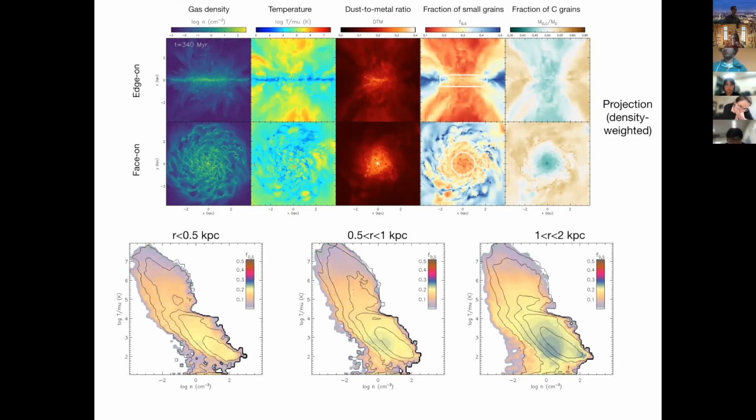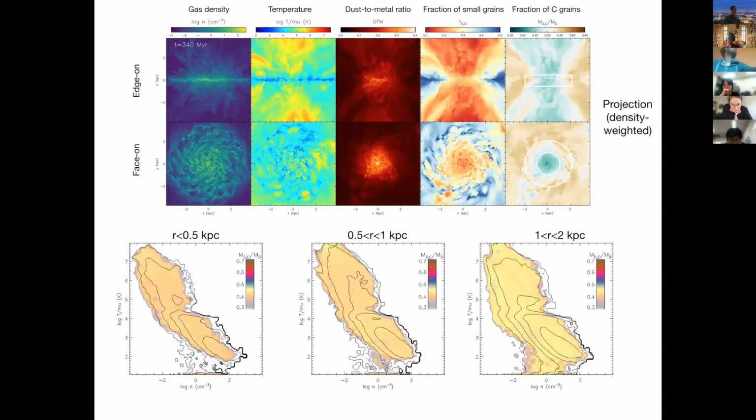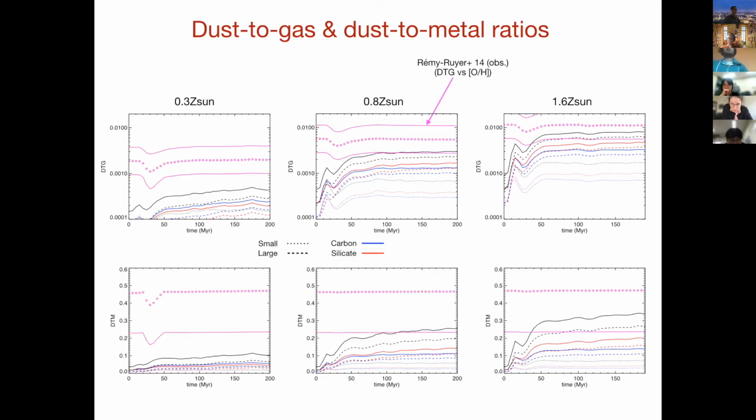This is the fraction of small grains. The fraction of small grains is larger in the ISM than in the wind, which is the hot diffuse phase, of course, where because of thermal sputtering and supernova explosions, which destroy the small grains more efficiently. And this is the fraction of carbon grains. Let me skip that one as well.